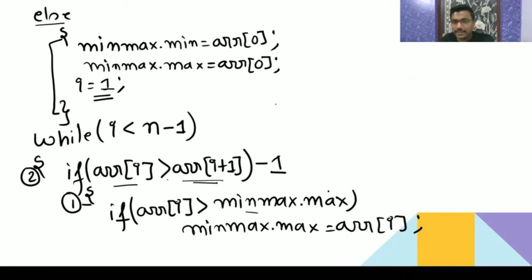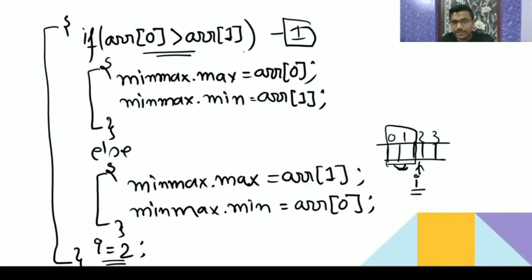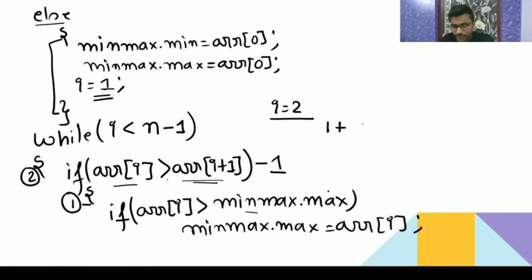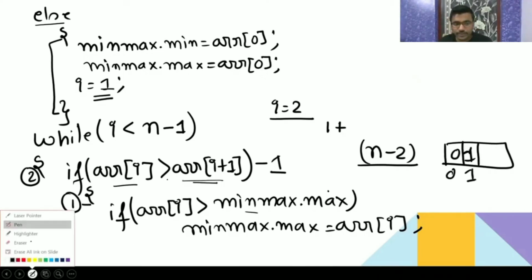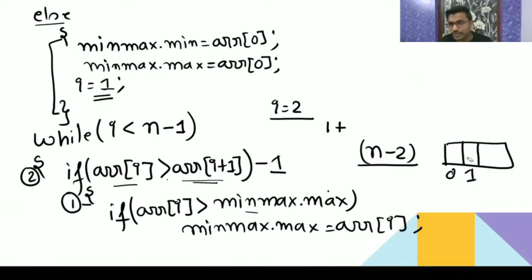You have seen that I is equal to 2, and since it is even, you have done one comparison. Then you are left with how many elements? N minus 2 elements. In the beginning you have n elements. Since you are starting with I equal to 2, you have worked on the 0 index and 1 index. Please let me know whether it is clear or not. You are left with n minus 2 elements in the array.